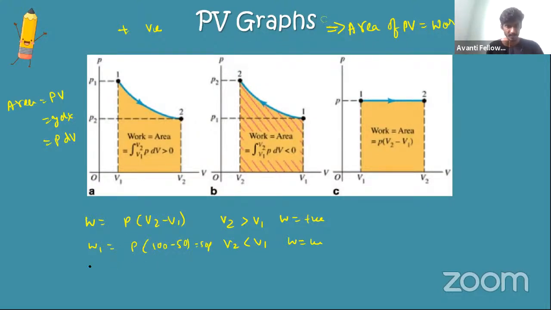So this is positive work done. Imagine the reverse of it. Final volume is 50, initial volume is 100. So then it becomes minus 50 P. So in expansion, the work done is taken as positive. In compression, work done is taken as negative.